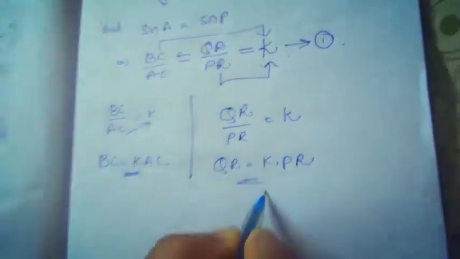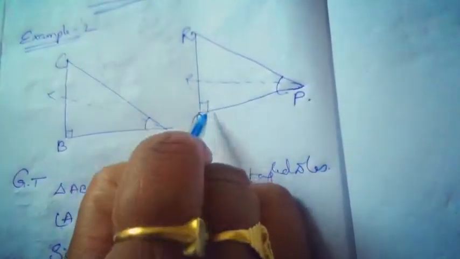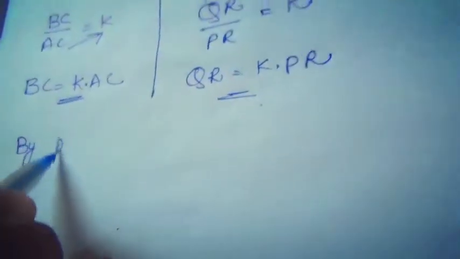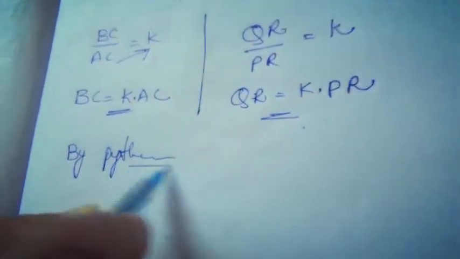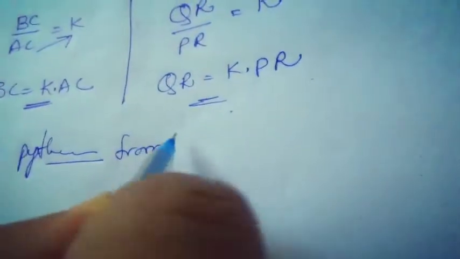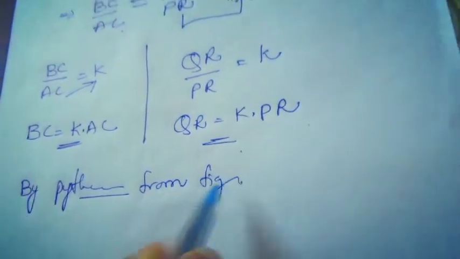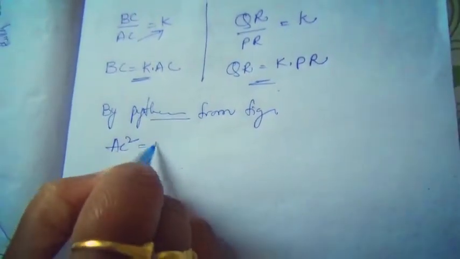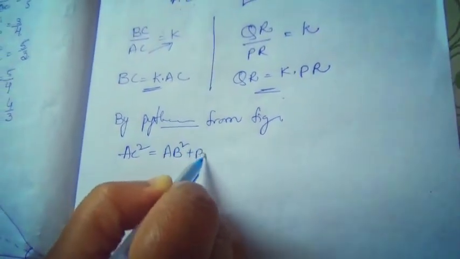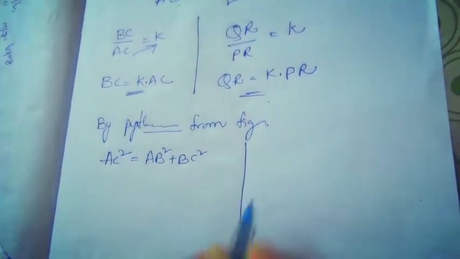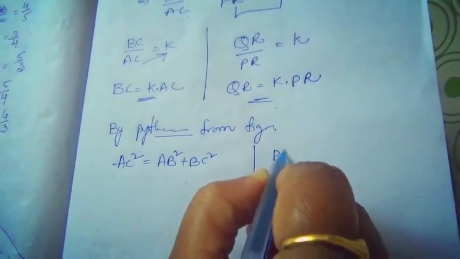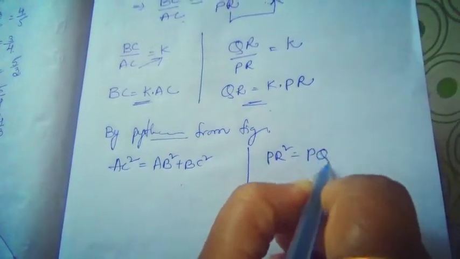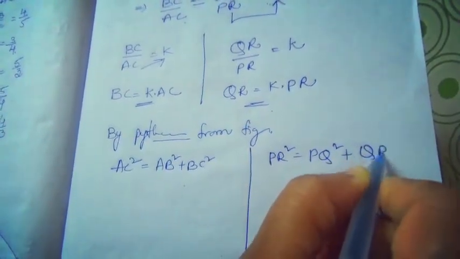Next, looking at these two triangles, we have right angle triangles. By Pythagoras, from the figure, I am writing the equation. AC square is equal to AB square plus BC square. Just like that, from the other triangle, PR square is equal to PQ square plus QR square.